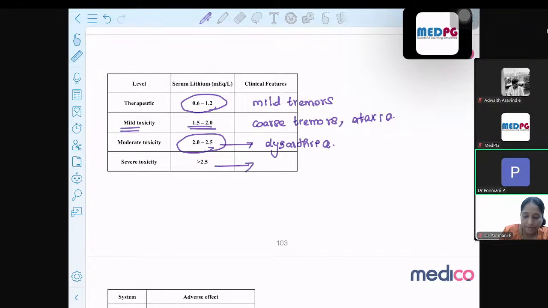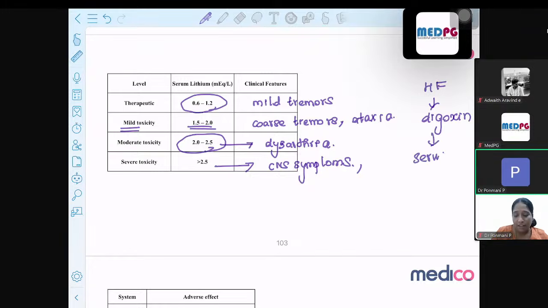And in severe toxicity, it can go to severe CNS symptoms, and can even end up in coma. So lithium is a highly toxic drug. As I said, there was one more drug used in heart failure, which is digoxin. Even in digoxin, even when the serum levels are normal, a mild GI symptom can indicate that the patient is going into toxicity.